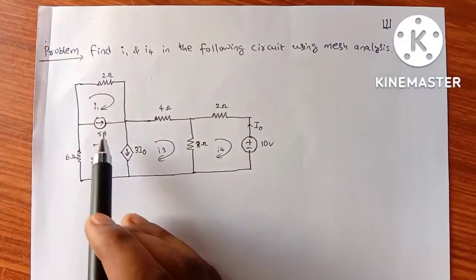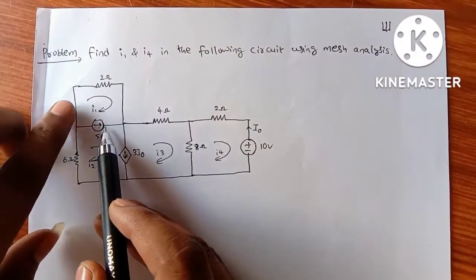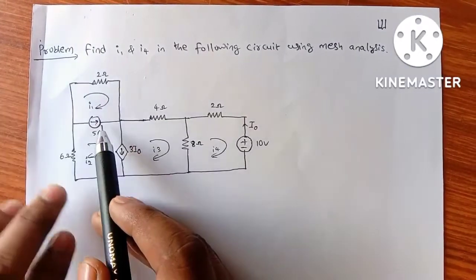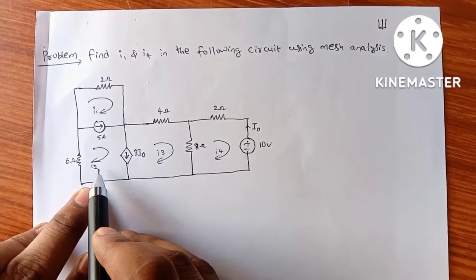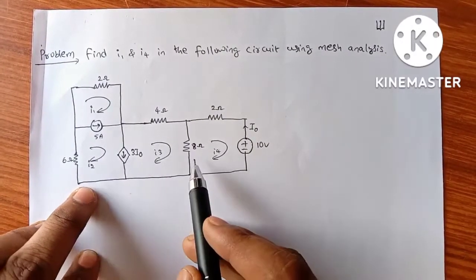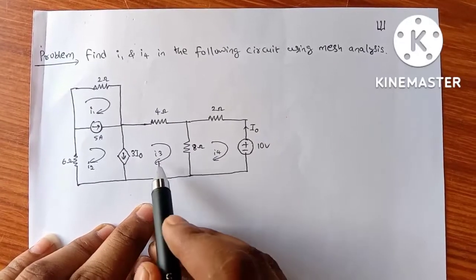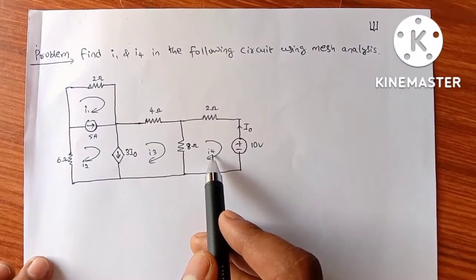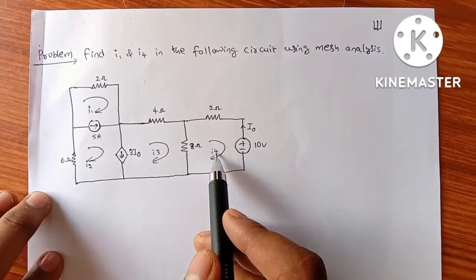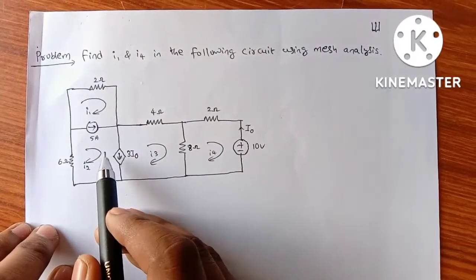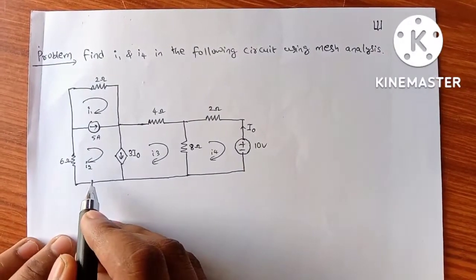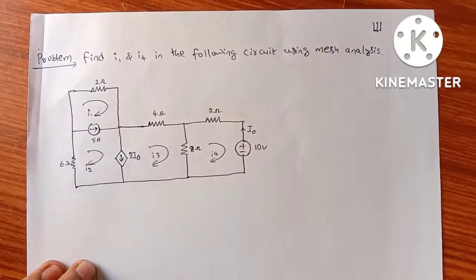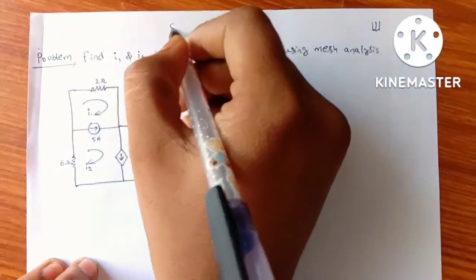If we write loop equations at loop 1, we get only I1. At loop 2, we are going to get only the I2 equation. But at loop 3 and loop 4, we may get a combination of I3 and I4 in the loop equations. But this is not enough to solve the circuit. For this, we are using supermesh analysis. What is supermesh analysis? We are using supermesh.